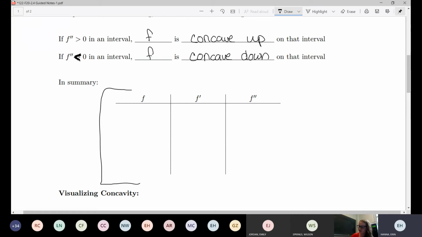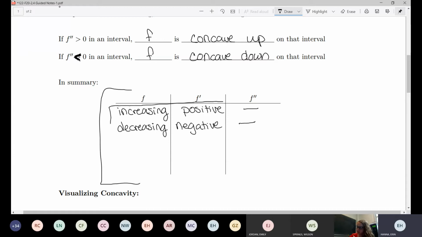So essentially what we have, again, I'm just rewriting everything we just wrote down, but in a more concise way. If the original function is increasing, then the derivative is positive. And if it's decreasing, then the derivative is negative. Just from that information, we can't say anything about the second derivative. Let me pause for a second. Gotta remember that some of y'all are writing this down as we go.